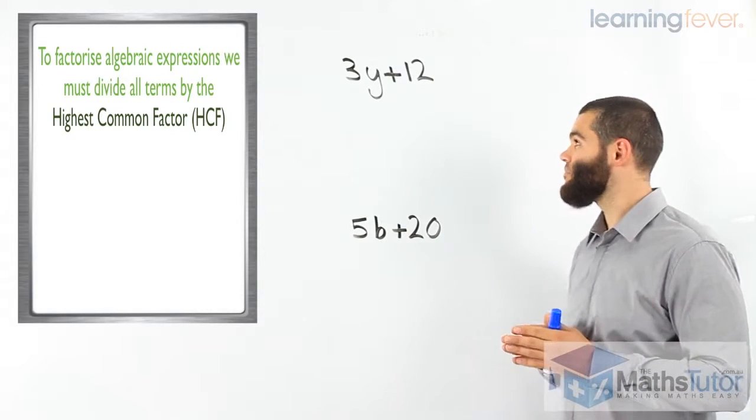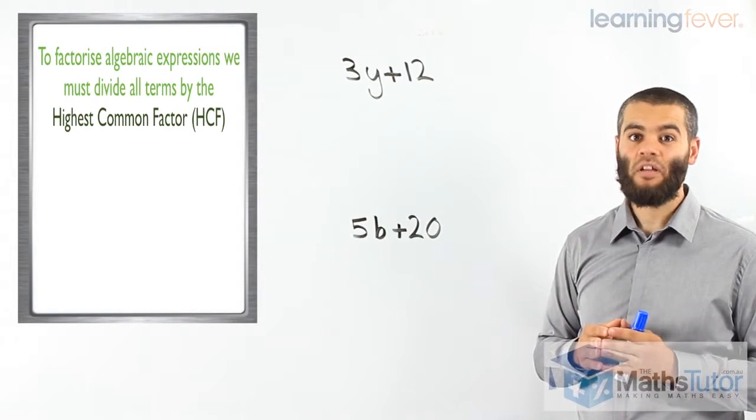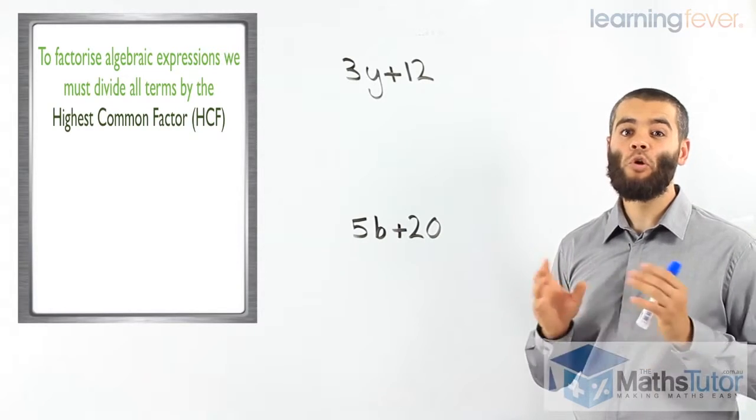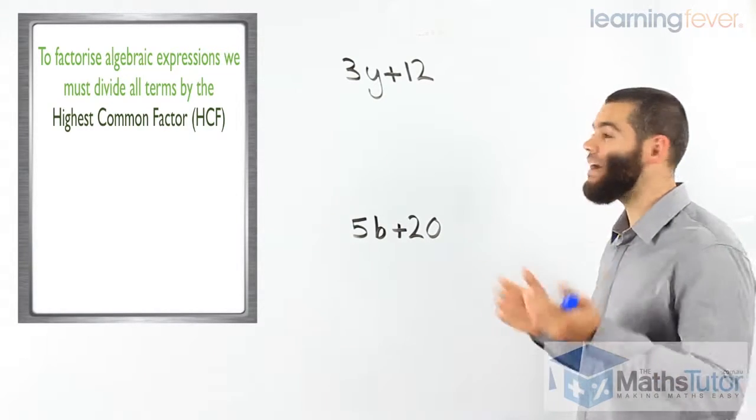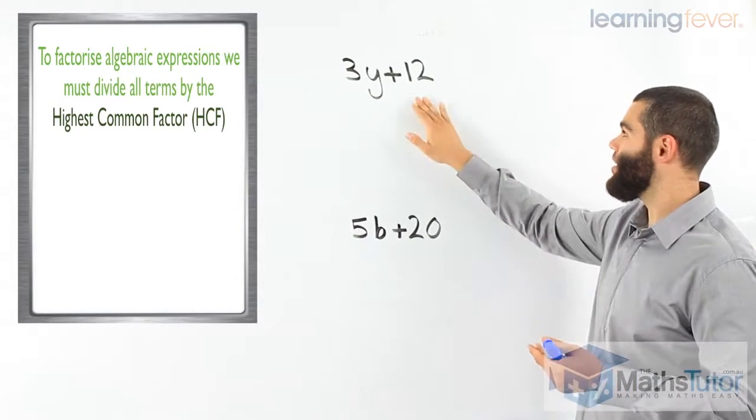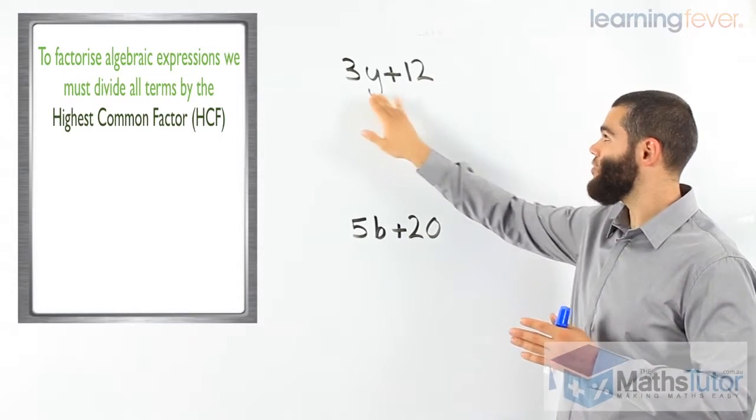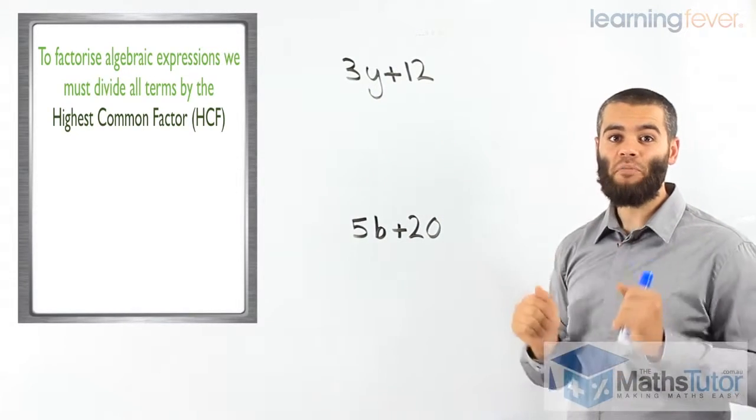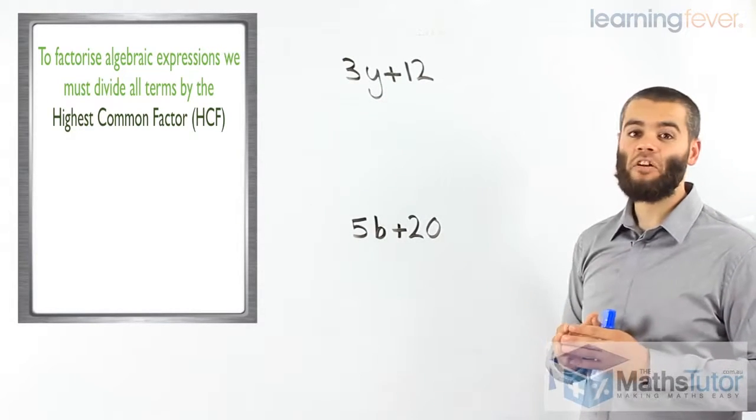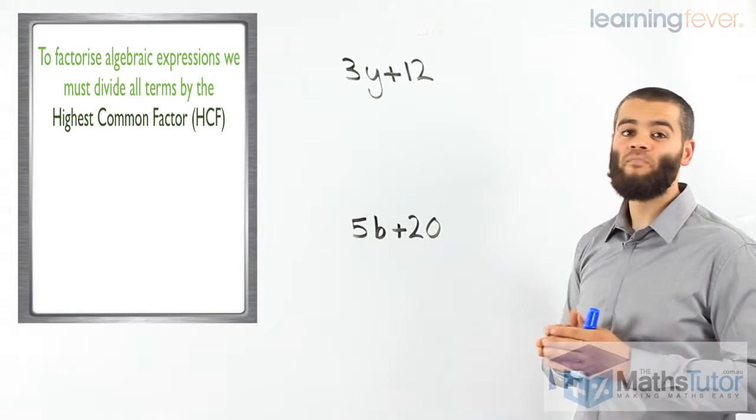We look here, and we have 3y plus 12. And the question says factorize. Factorize meaning look for the highest common factor in 3y and the highest common factor in 12. So the factors of 12, the factors of 3y, you need to know your times tables to realize that the highest common factor here is going to be 3.